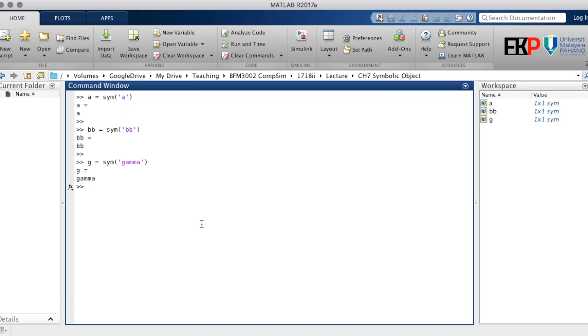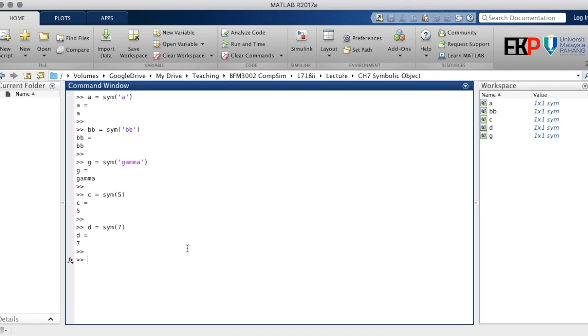We can also assign a number as a symbolic object. For example, we assign C equal to sym of 5. So now C has a value of 5, but it is also a symbolic object. See here. Maybe we assign D equal to sym of 7. So we get D is equal to 7.